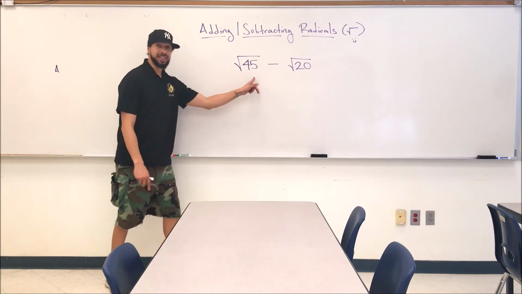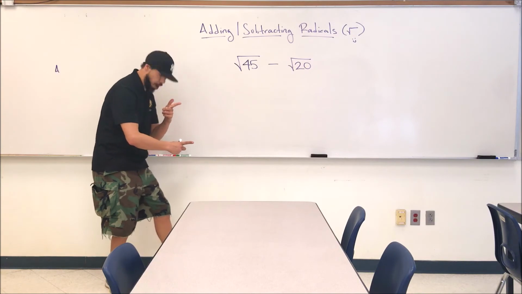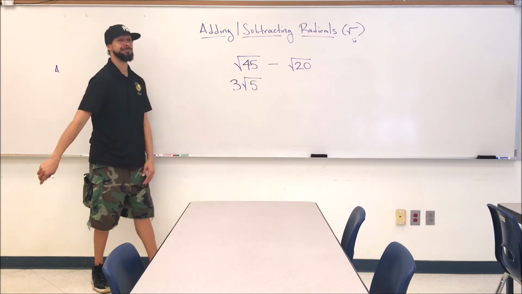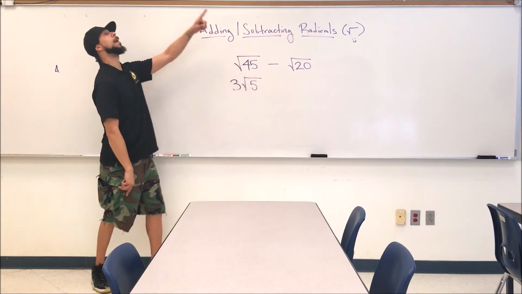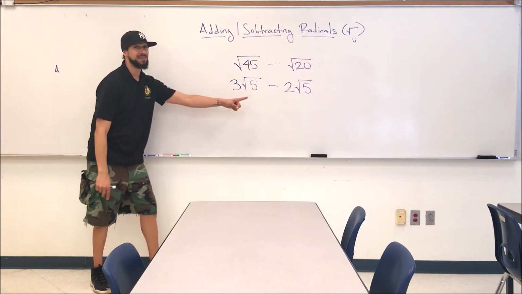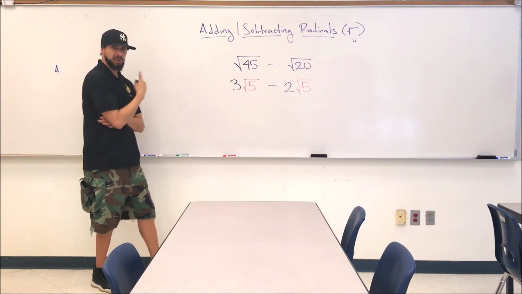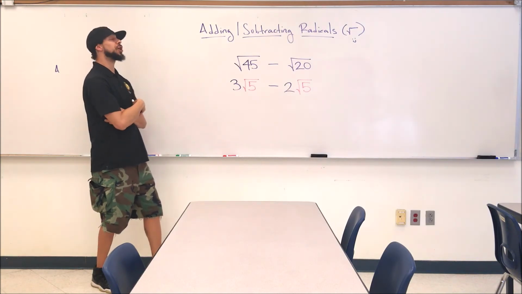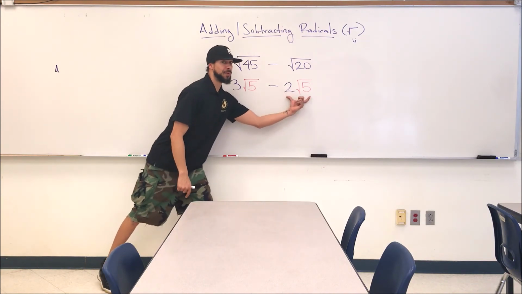Yeah, so can you break that 45 down into its factors and look for pairs and pull them out? Yeah. Can you do the same with that 20? Yeah. Now look, do they have the same square roots now? Sure do. Yep. So can I put them together now? Sure can. 3 square root of 5s minus 2 square root of 5s leaves me how many square root of 5s?